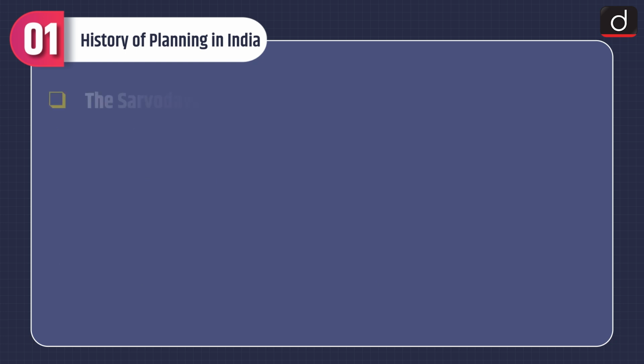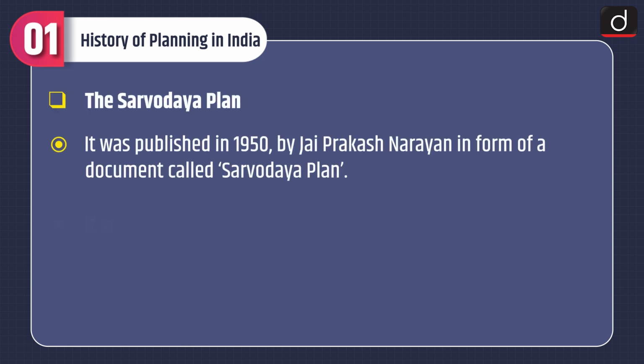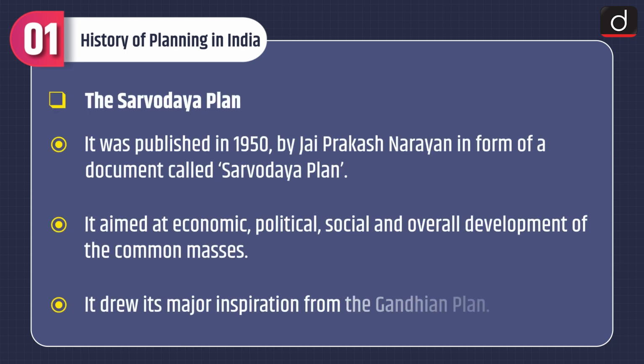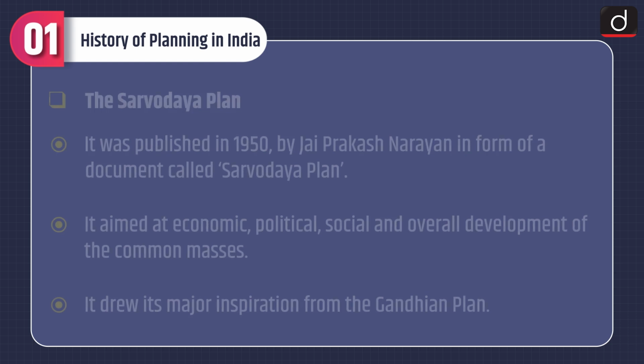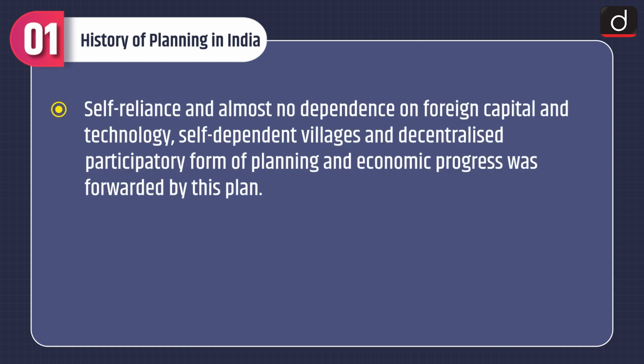And the Sarvodaya Plan. It was published in 1950 by Jayaprakash Narayan in the form of a document called the Sarvodaya Plan. It aimed at economic, political, social, and overall development of the common masses. It drew its major inspiration from the Gandhian Plan. Self-reliance and almost no dependence on foreign capital and technology, self-dependent villages, and decentralized participatory planning and economic progress were put forward by this plan.